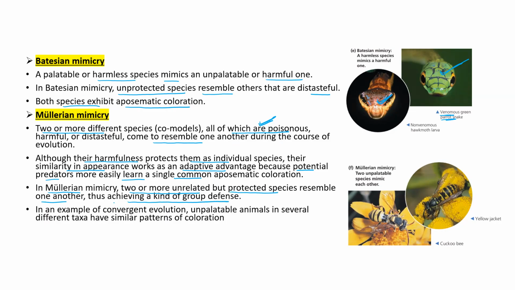It is an example of convergent evolution also. Unpalatable animals in several different taxa have a similar pattern of coloration. So this is just extra information, but it is very good and very easy to understand. I hope you understand the warning coloration and camouflage, okay, because in the previous slide, what we studied was warning coloration and camouflage. Depending upon that only, we show two types of mimicry. So I hope this topic might be easy.